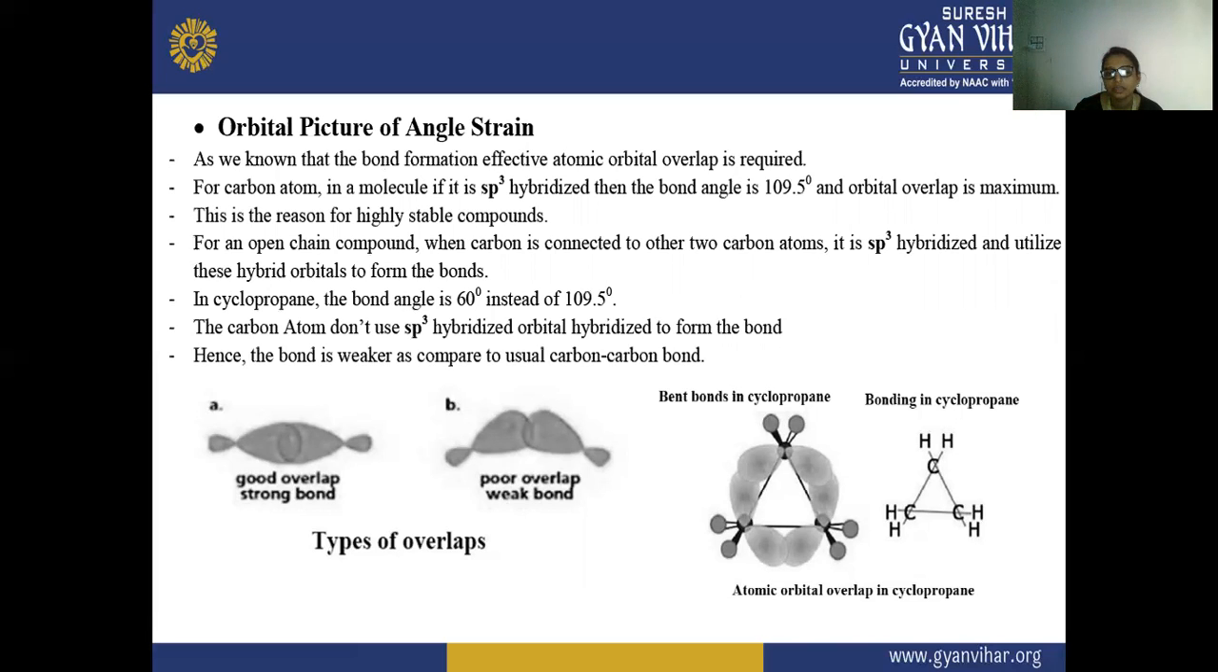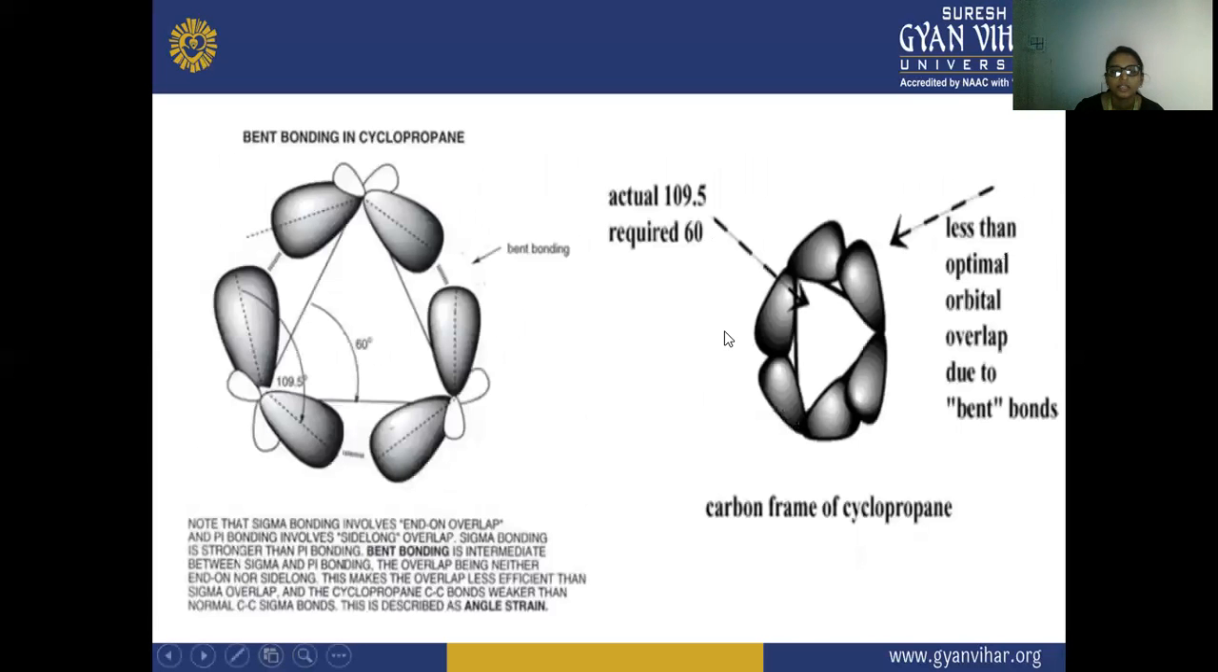Here you can see the bent bonding in cyclopropane, and the atomic orbital overlapping in cyclopropane. Next is the bent bonding in cyclopropane. This is the bent bonding in the case of cyclopropane, and it gives less than optimal orbital overlap due to the bent bond. This is the carbon frame of cyclopropane.